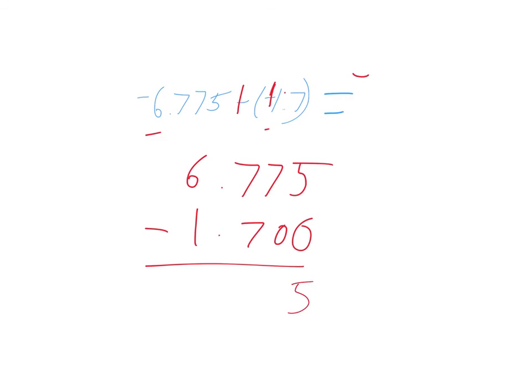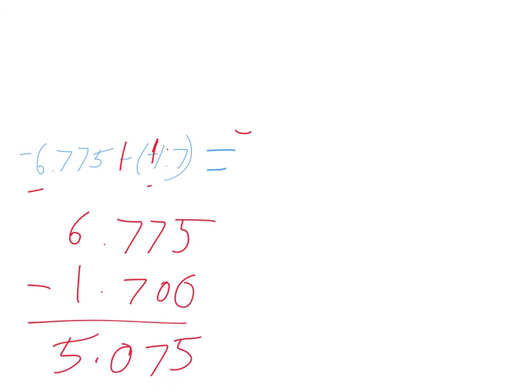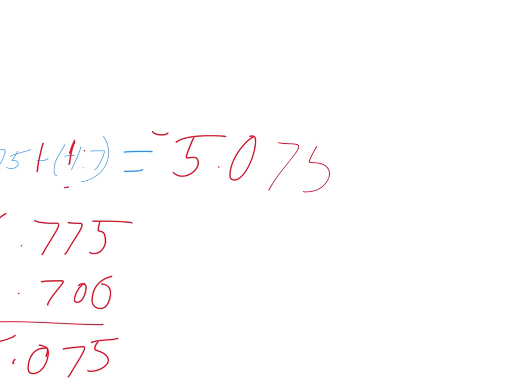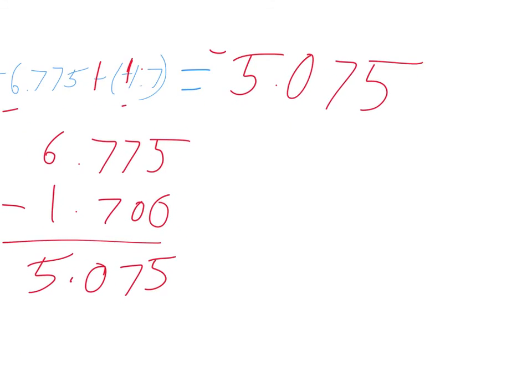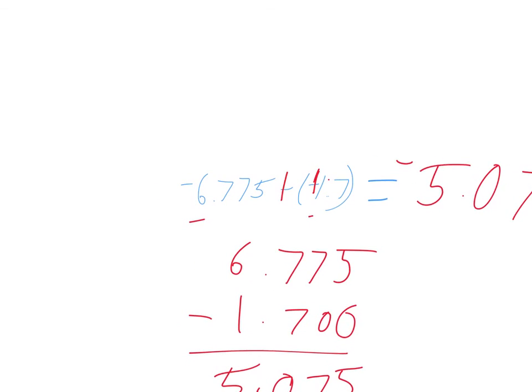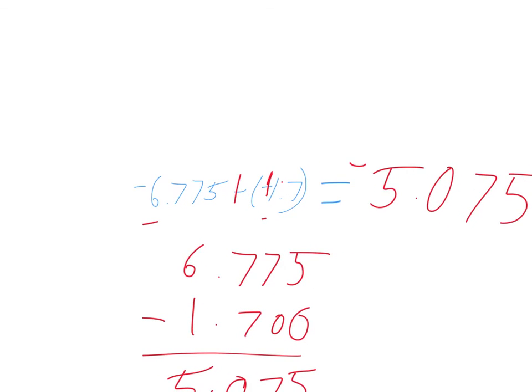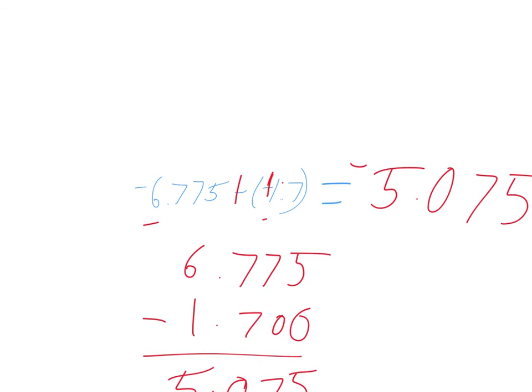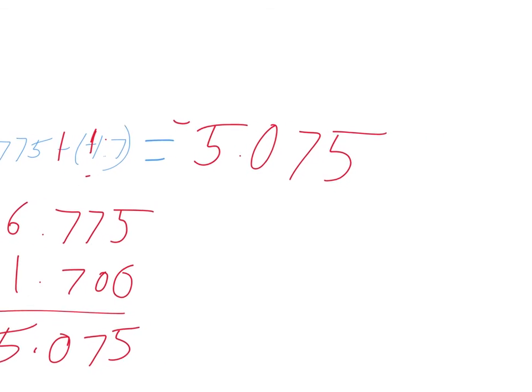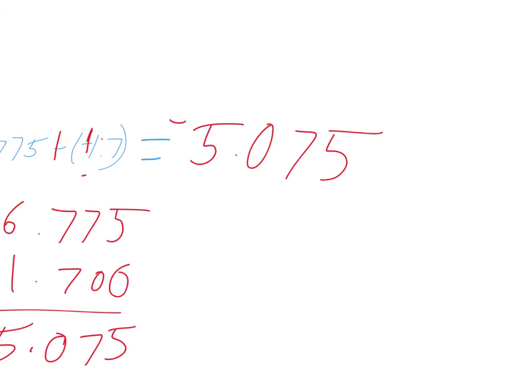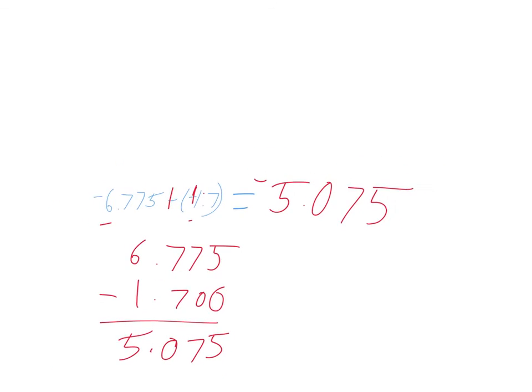5 minus 0 is 5, 7 minus 0 is 7, bring down my decimal point, 5, so my answer is 5 and 75 thousandths. I come up here and write that. Notice I put the negative sign there first. Negative 5 and 75 thousandths, because the one of the two numbers I was adding with the greater absolute value was negative. So negative 6 and 775 thousandths minus negative 1 and 7/10 equals negative 5 and 75 thousandths.